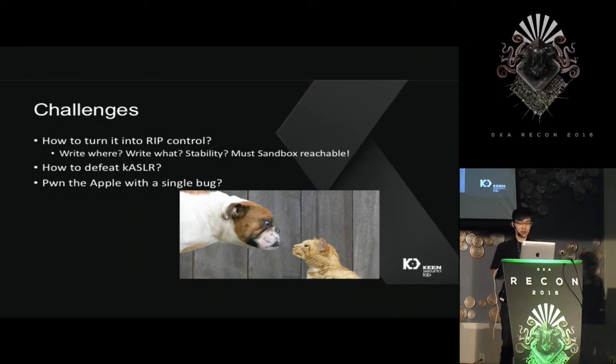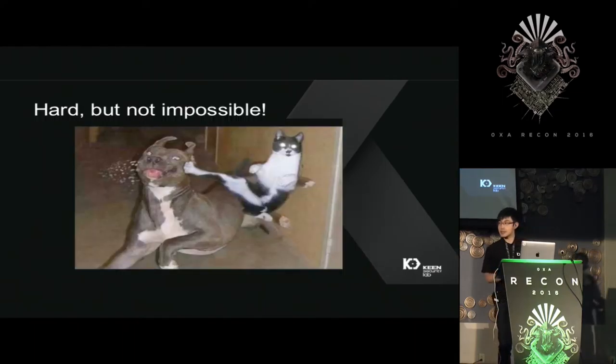And we have to ask ourselves, where do we write? And what do we write? And how can we ensure stability, especially for competitions like Pwn2Own? And we must make the exploitation technique reachable in the sandbox. And how can we defeat modern mitigations like KASLR, SMAP and SMEP? And can we pwn the kernel just using this single non-perfect OOB bug? The answer is yes. It's hard, but it's not impossible.